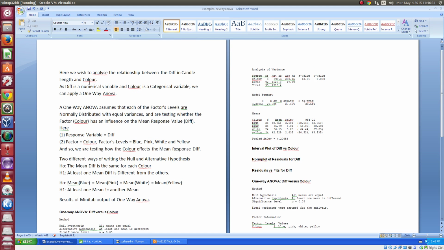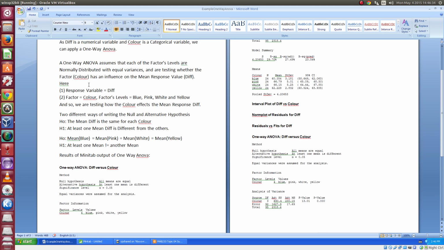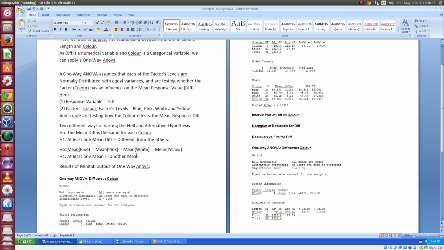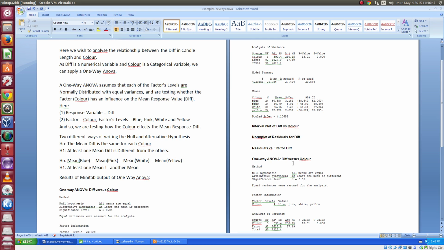What we've done so far is we've talked about the situation, we've talked about what tests we're going to be doing, we've then formulated the null and the alternative hypothesis, we've gone into Minitab, and we've got the output. So I hope you can read this. If you zoom in, you should be able to see this.